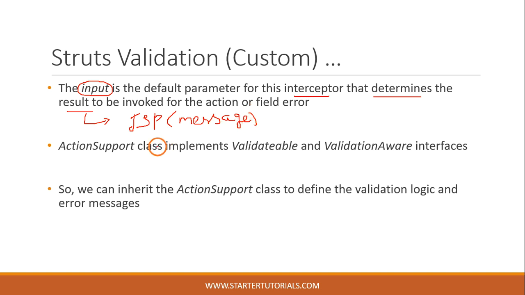The Struts API provides a predefined class called ActionSupport. This is a class which implements the Validatable interface and another interface called ValidationAware. So whenever you want to use custom validation in your application, you just need to extend the predefined class called ActionSupport.